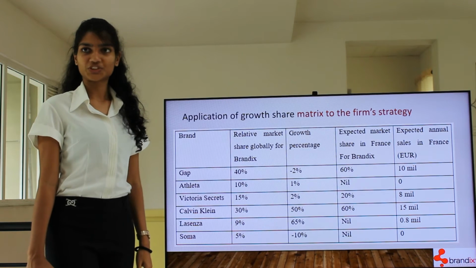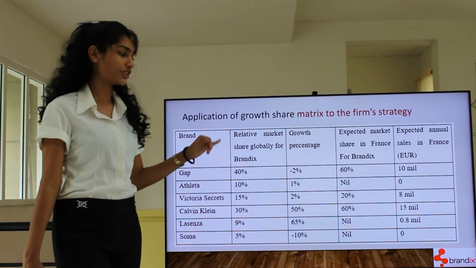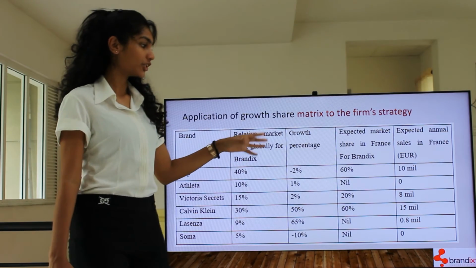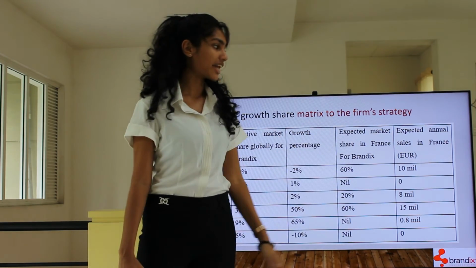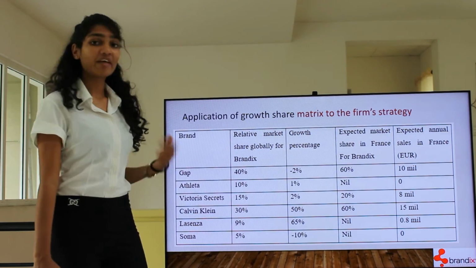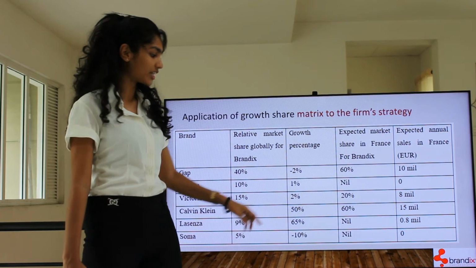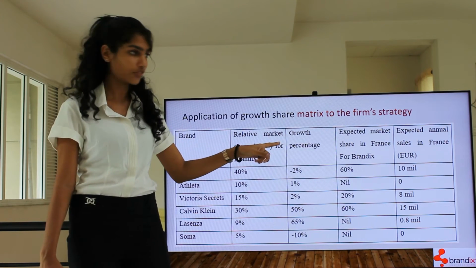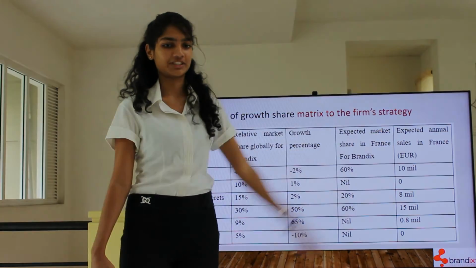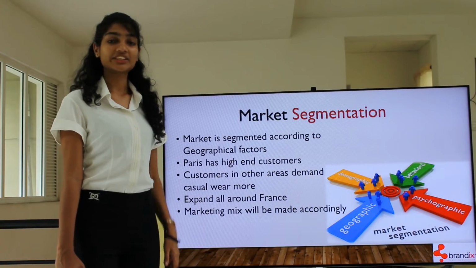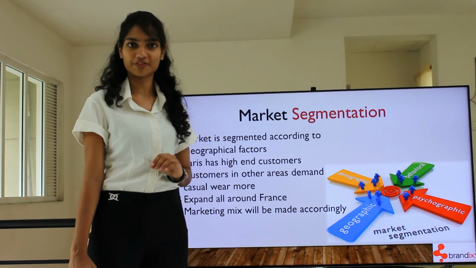When talking about the growth share metrics, these are a few of the brands of Brandix that we have classified according to the relative market share globally, the growth percentage, the expected market share in France, and the expected annual sales. So we have decided to go with Calvin Klein and Victoria's Secret, since they generate 2% and 50% of growth, and also 8 million and 15 million of profits.